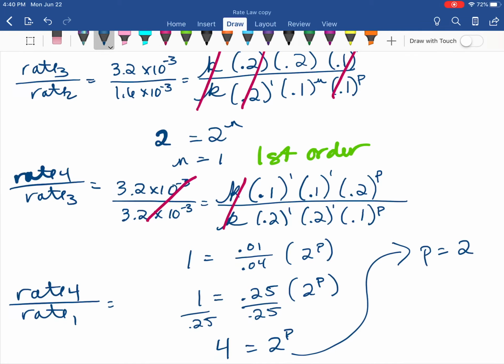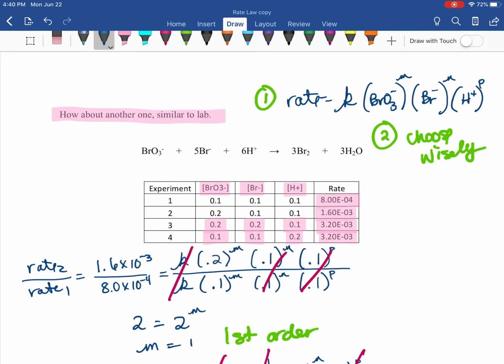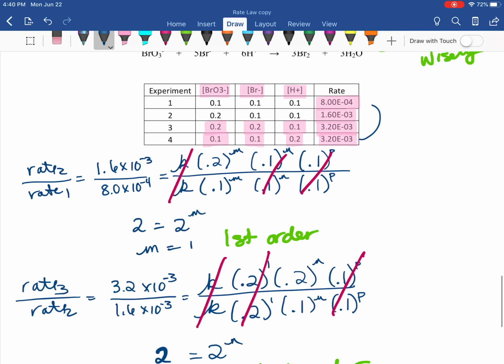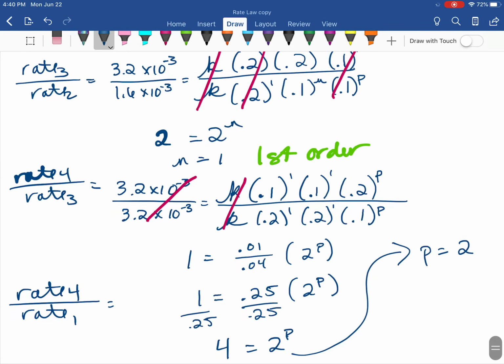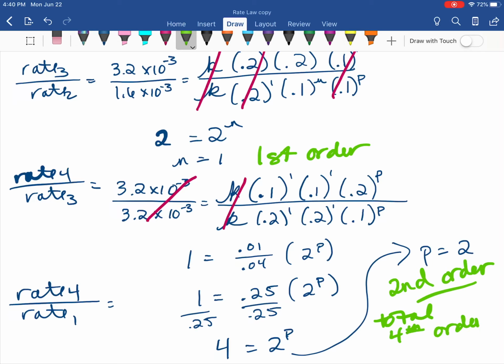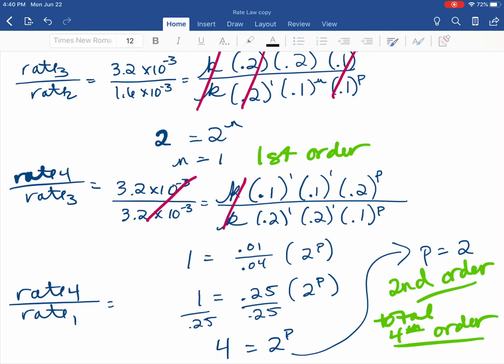All of these should give us the same answer. It just depends what your math is going to look like. Would it have been easier to compare 4 and 1? Probably. But you should still get to the answer if you compare any of them. Okay, we haven't seen a 2 before. What does 2 mean? Second order. So total, what is this full experiment? This rate law is actually first order, second order. So total, this is fourth order. That is a little bit sassy, isn't it?